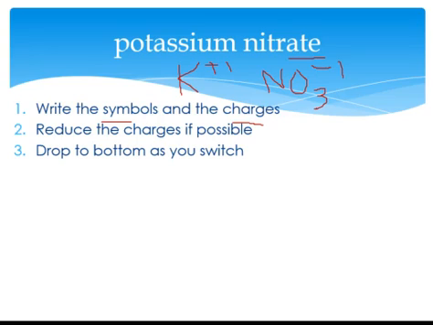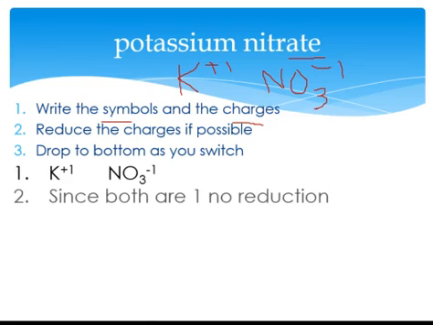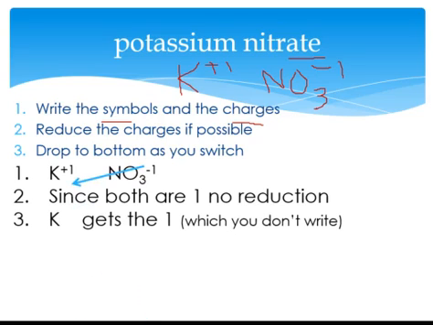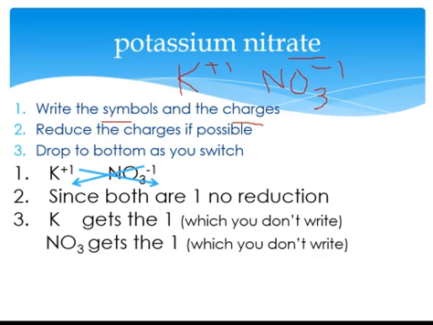Remember, there is also a step that lets you know you don't have charges down there. So when you switch to subscripts, you are not putting the plus signs. So the K is going to get the 1, which we don't write, and the NO3 is going to get the 1, which we don't write. And so my formula for potassium nitrate is going to be KNO3.